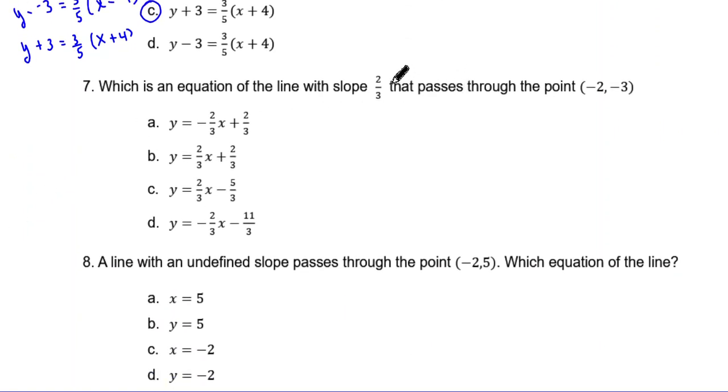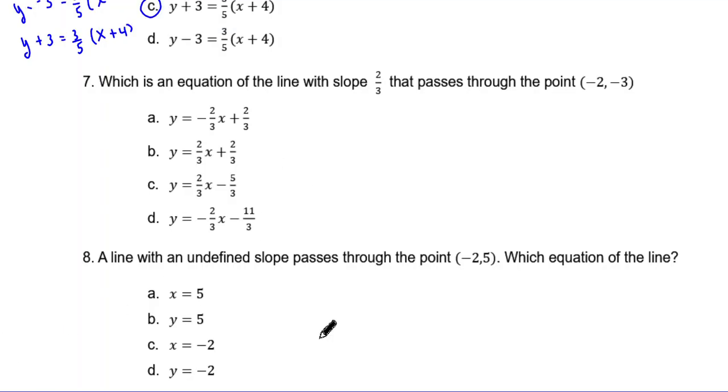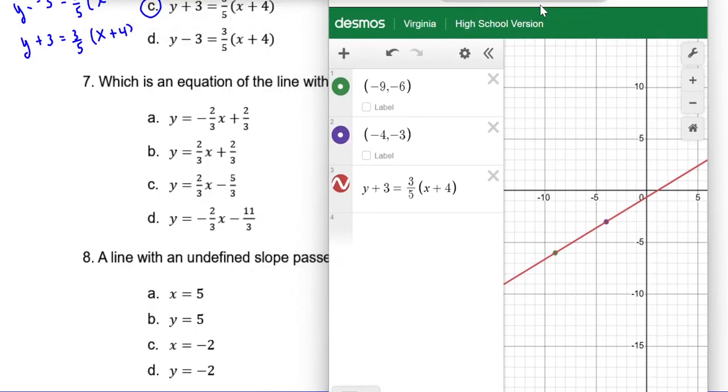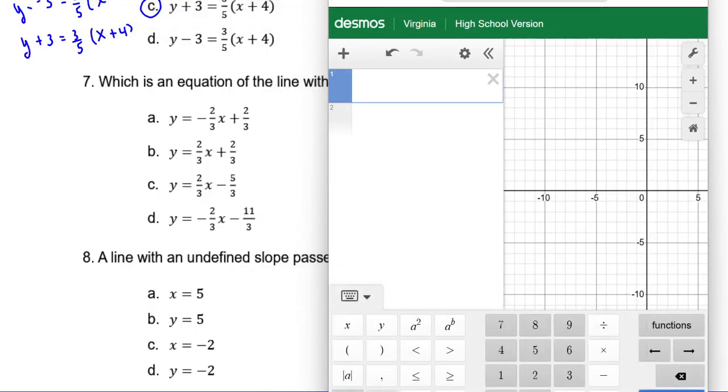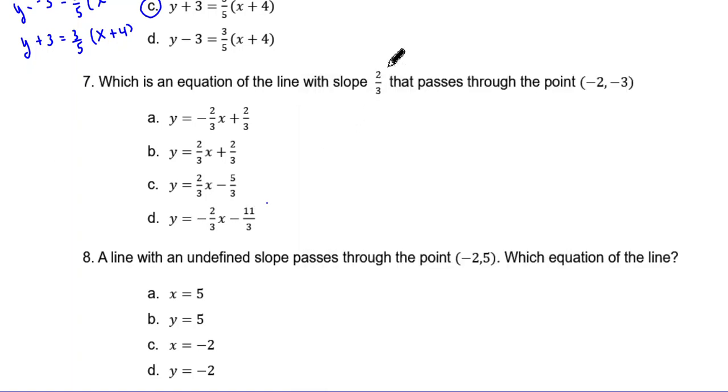What is the equation of a line with a slope of 2 over 3 and passes through the point? Okay, so I'll do it a little bit easier right here. We're just going to go ahead and plug this in Desmos. Here, y equals negative 2 over 3 x plus 2 over 3. Well, first of all, it wants me to have a slope of 2 over 3. So I can go ahead and take out A and D because these both have the negative.